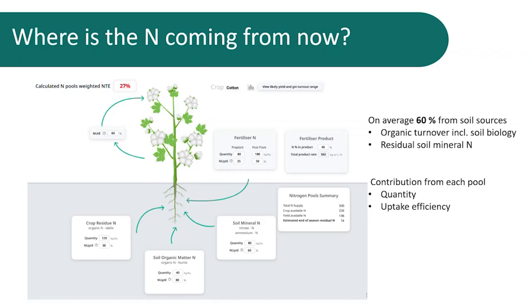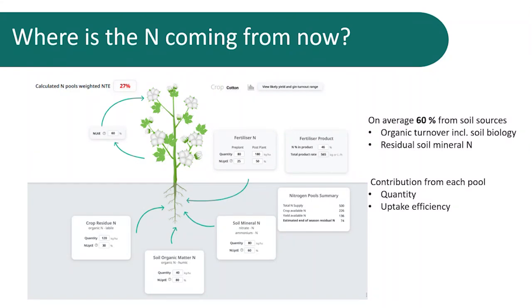I've used an average of 60% from soil sources. Blake's talked about 2/3, 66. I'm not going to quibble over that small amount, but that's coming mostly from organic turnover, including the soil biology, and residual soil mineral N. They're the two components that are making that up. We can obviously measure the soil mineral N, and that's what we do with a soil test in generality.